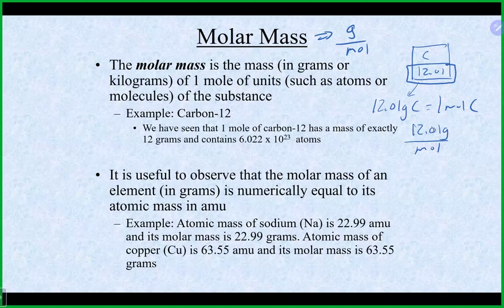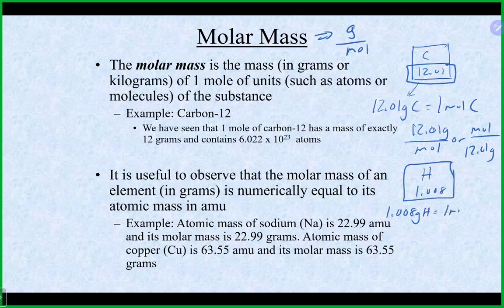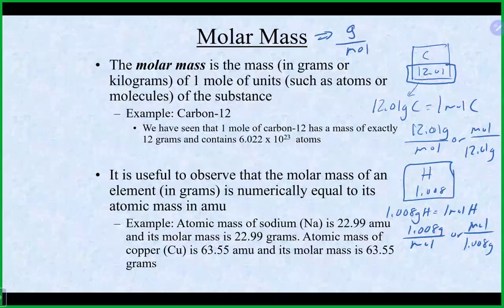You could really use this as a conversion factor. You could flip it around if you needed to and do some dimensional analysis. Moles on top, 12.01 grams on the bottom. You could do that for any element on the periodic table. Hydrogen, 1.008. That means there's 1.008 grams of hydrogen in a mole of hydrogen, giving you 1.008 grams per mole as the molar mass, or if you want to use it as a conversion factor, mole on top, 1.008 grams on the bottom. You can use it either way, doing dimensional analysis.